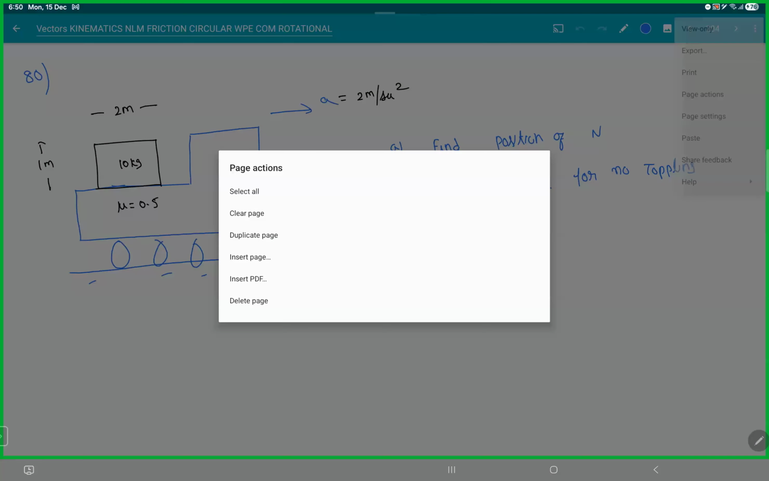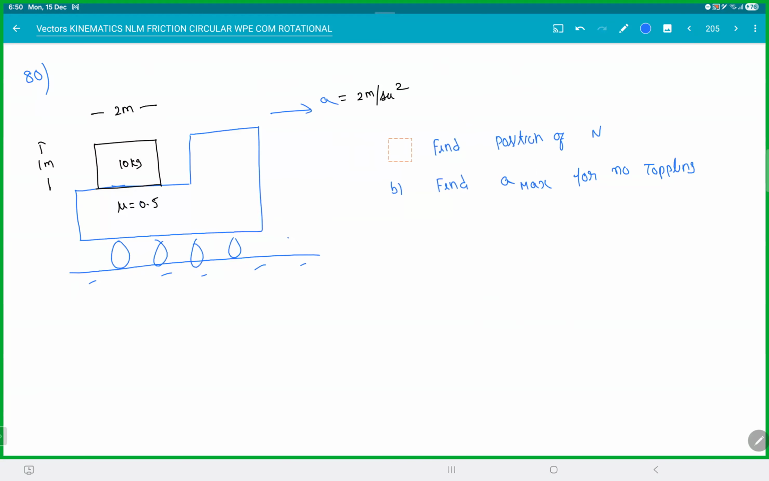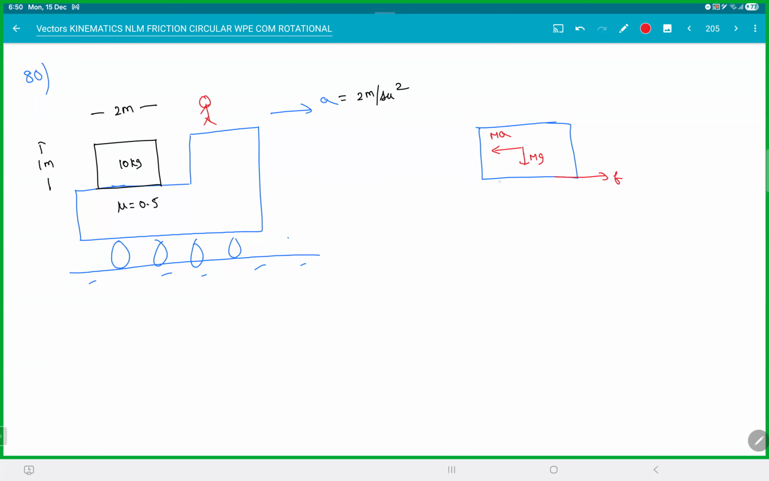I told you the moment someone asks you to find the position of normal reaction, this is not your NLM problem. This is a rotation-based one. So draw your free body diagram. Put the forces mg. Since you're standing on a truck, I'm keeping the observer on the truck, so you will experience pseudo force. The pseudo force is the one responsible for dragging it out. Friction will be backward, and let the normal reaction be somewhere here. You just keep it a little to the side and let this distance be x.